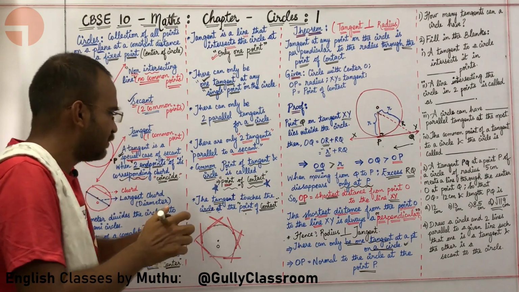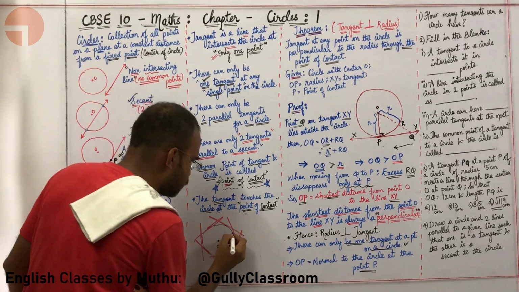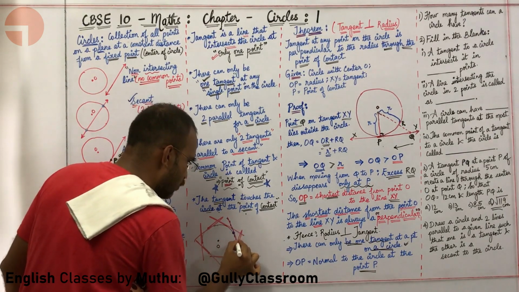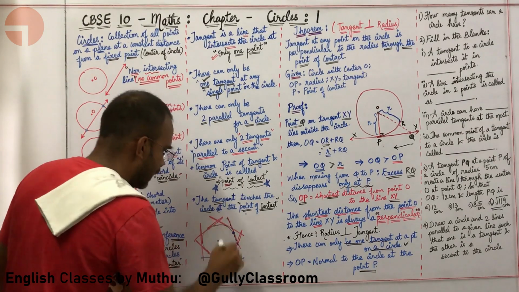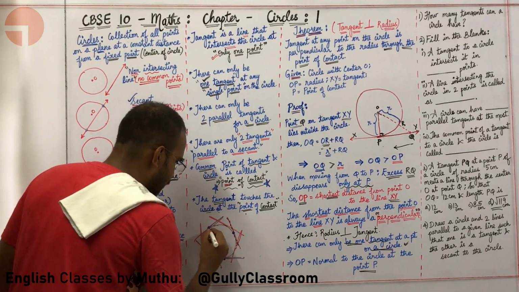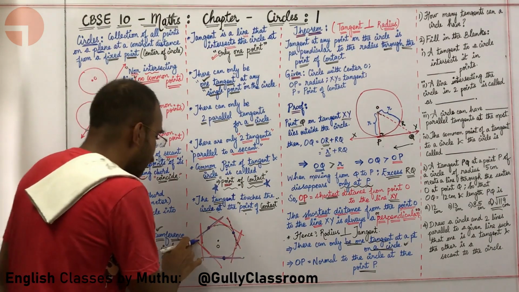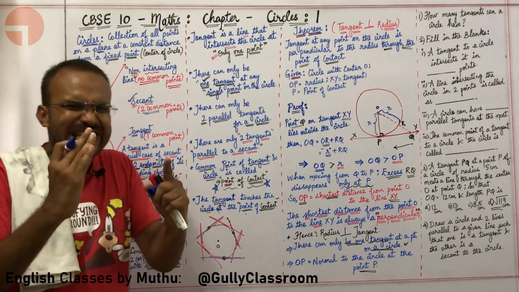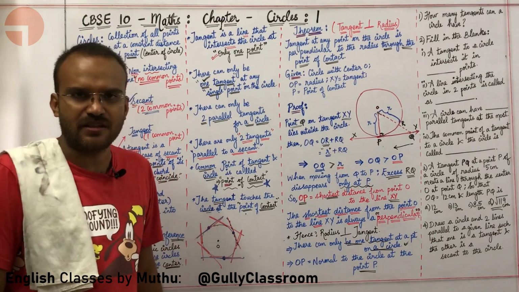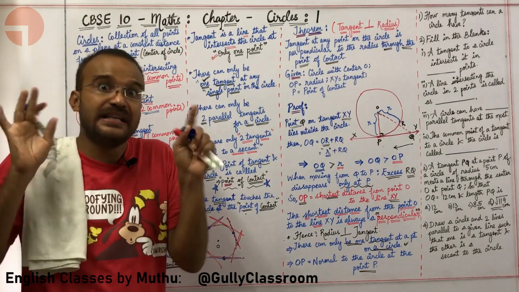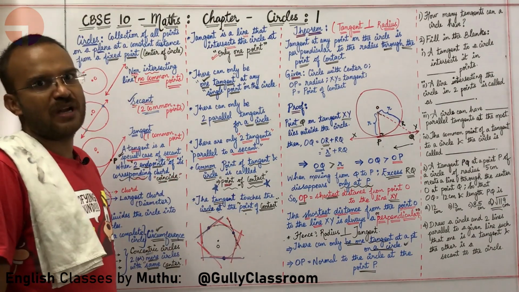But let me repeat myself. For this particular point, this is the only tangent. For this point, this is the only tangent. For a given point, the circle has only one tangent. But the circle in general has an infinite number of tangents.